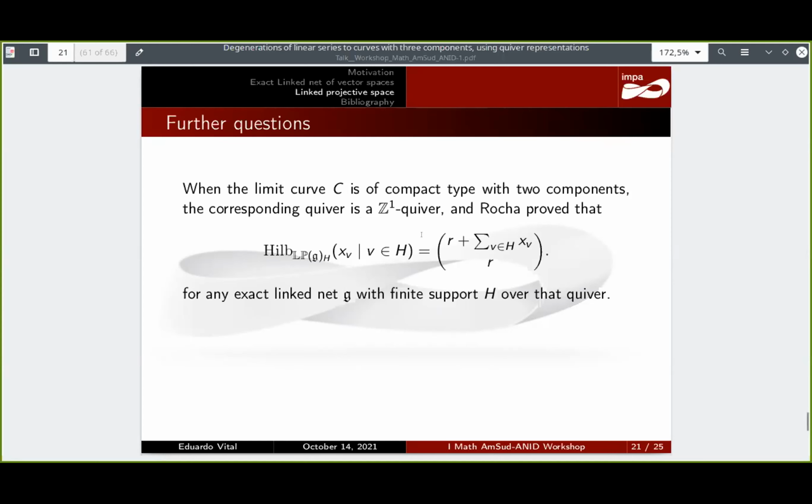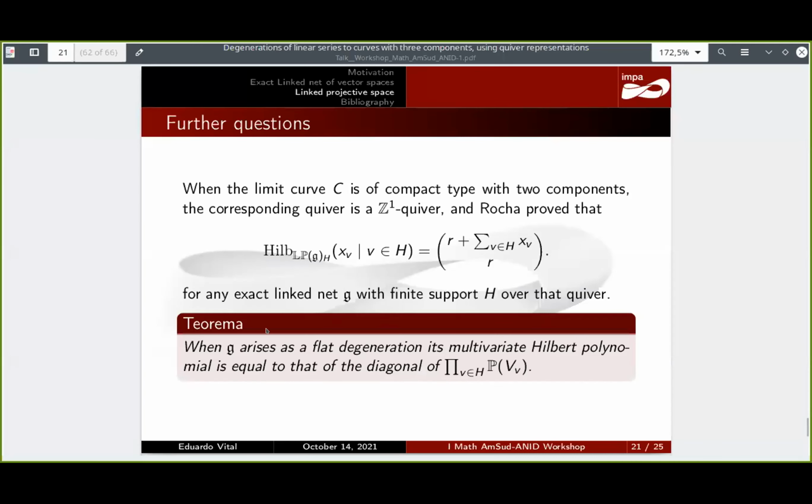And he used that the linked projective space is Cohen-Macaulay, using an idea due to Brayer-Osserman. So here it is implicit that he used that LPG is Cohen-Macaulay. And the theorem is that when G arises as a flat degeneration, its multivariate Hilbert polynomial is equal to that of the diagonal, for G a linked net over a Z2 quiver. This is the result for G over a Z2 quiver.